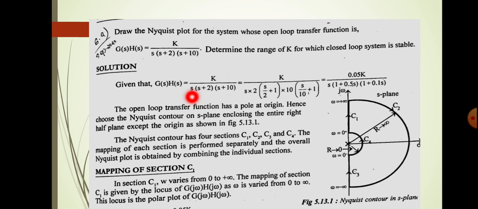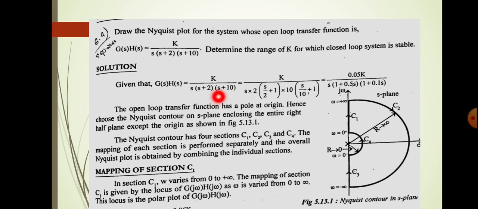Since there is only one pole situated at the origin, the type number of the system is 1. What is the order of the system? Order is 3, because the total power of s is 3: s multiplied by s, and again multiplied by s gives s cube. So this is a third order system. The order of the system is 3 and the type is 1. Remember that, as it will be useful for plotting.